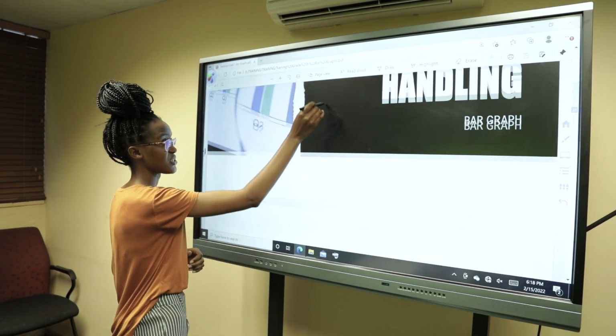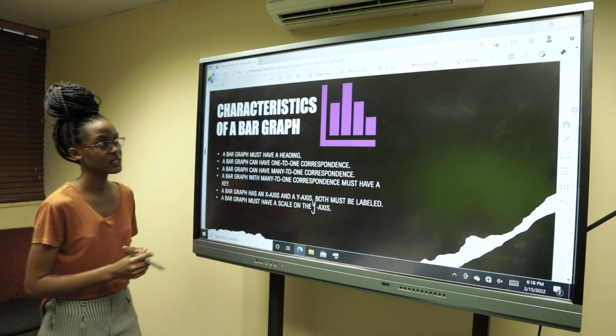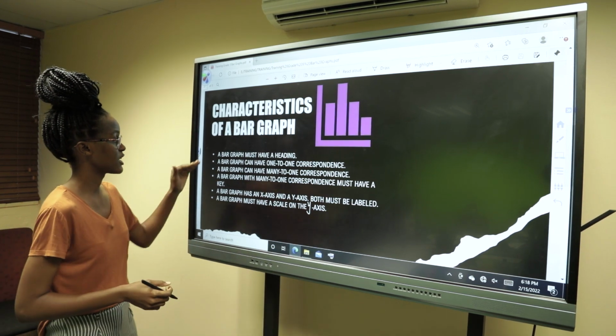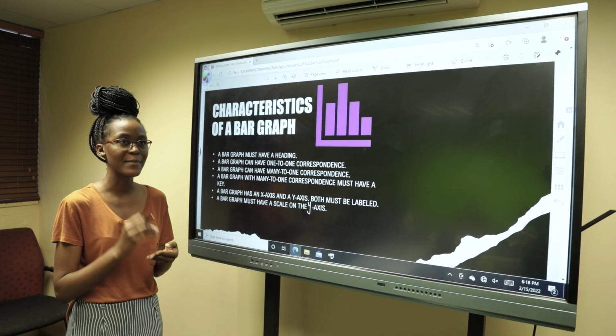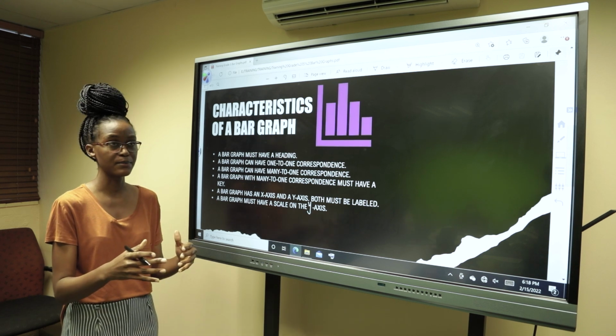Let's look at the characteristics that should be emphasized. These are skills that the learners should have at the end of this lesson. The learners must understand that a bar graph must have a heading. The heading must describe what the information in the bar graph tells them.